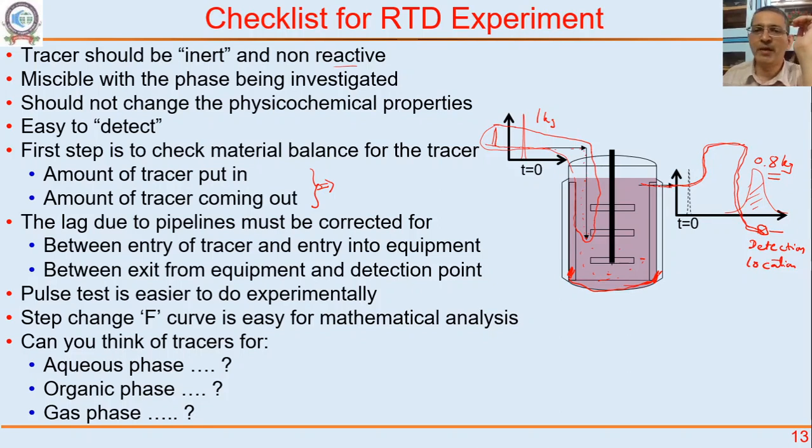This delay must be accounted for, right? This delay or lag is due to pipelines. That has to be accounted for because it is not because of the reactor. It is not representing the reactor response. It is reactor response plus this delay in the pipeline, plus this delay in the pipeline at the exit. Pulse is easier to do experimentally. Step change is easier to do mathematically.